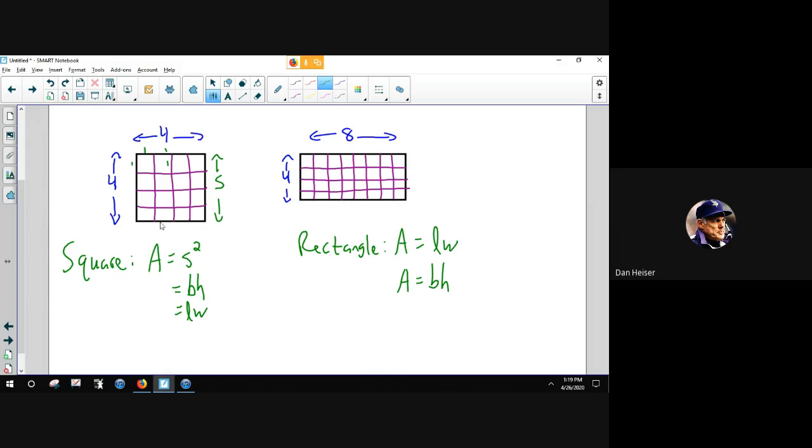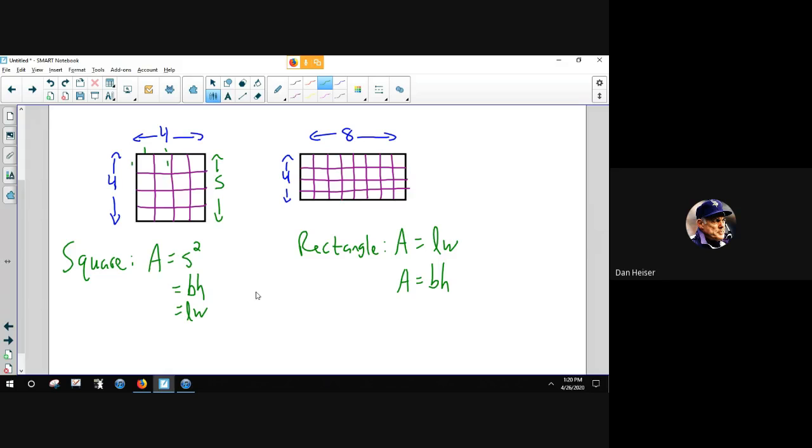Because a square does have a length, it does have a width, it does have a base, it does have a height. They just all happen to be the same value. The rectangle, we have the 2 different values. Those are the 2 base shapes, especially this one, the square, that guide how area is calculated. Take a figure, split it up into a bunch of tiny unit squares, count all the squares.